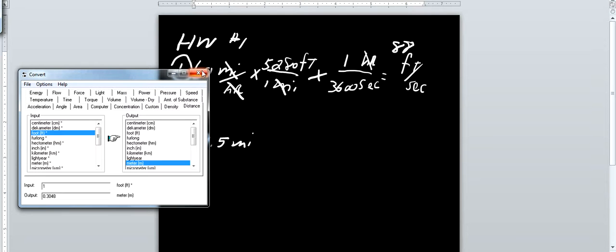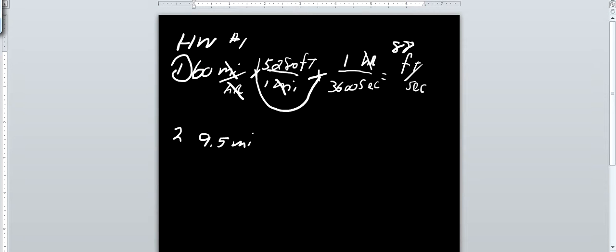Okay. Well, we could use this conversion factor here to change miles to feet. 9.5 miles. We want miles to cancel out. 5,280 feet equals 1 mile.